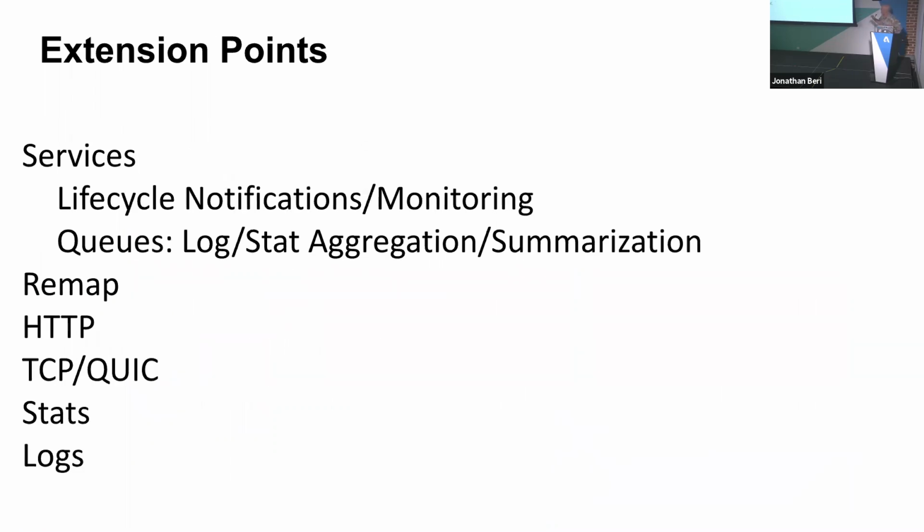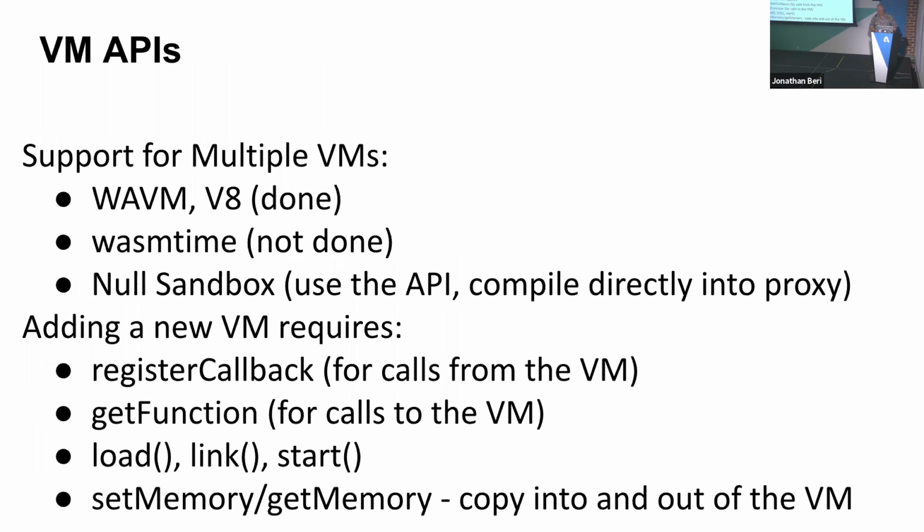Okay, so what kind of extensions can you write into the proxy, and what kind would you like to write? So from a server standpoint, that's the singletons. You might want to manage the lifecycle of the process, and you might want to handle logging and statistics, aggregation, summarization, stuff like that. From the standpoint of individual operations coming to the proxy, you're going to deal with things like remapping, which is routing and redirection, HTTP, transcoding, header changes, authentication, stuff like that, etc. And then you have the sort of generic stats and logging APIs.